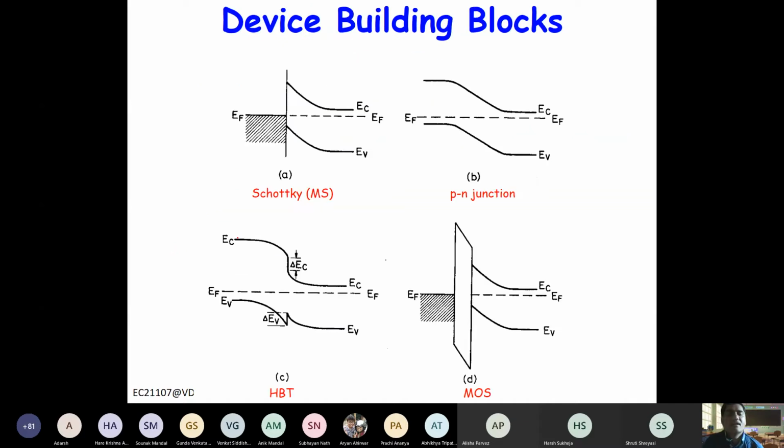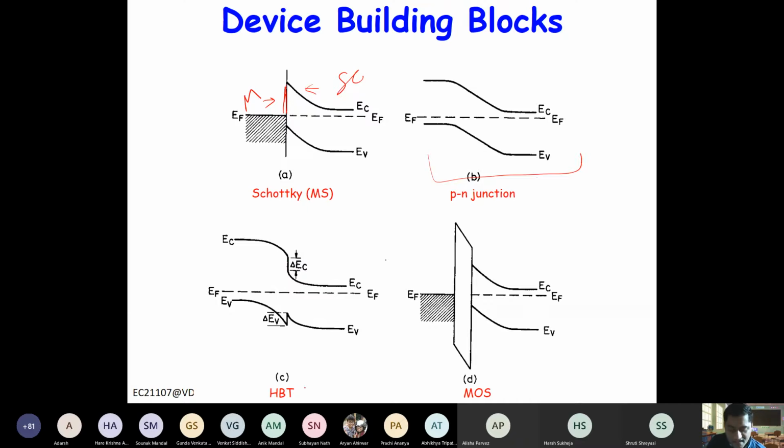So let us see a few diagrams. This side is the metal, this side is a semiconductor. When they come in contact, some natural barriers are formed, right? You are already familiar with the PN junction. Because this is a single material, you don't see these sharp bends there. It's all smooth because it's a single semiconductor. If you have different semiconductors, you will see those sharp bends there.